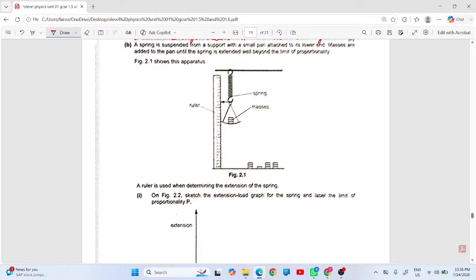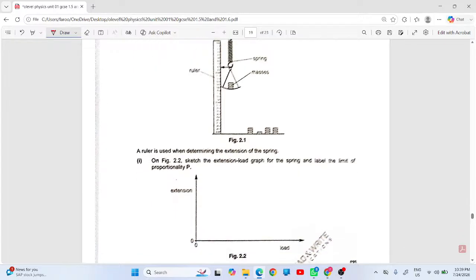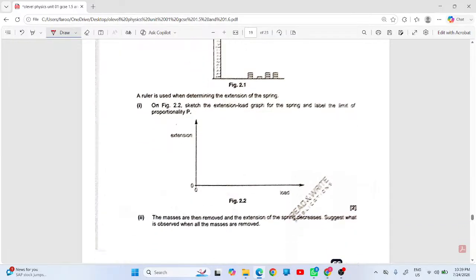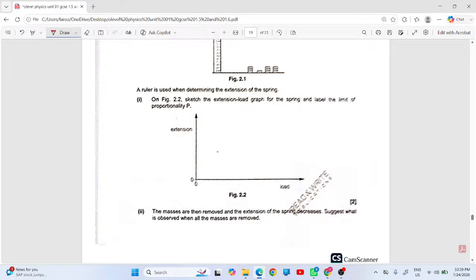A spring passes well beyond. So इसको straight line or फिर curved towards upward, downwards.